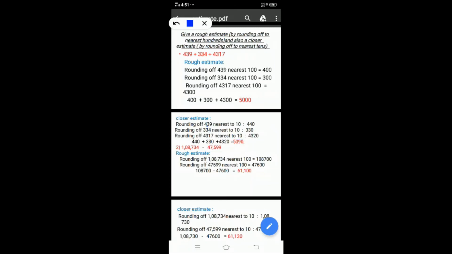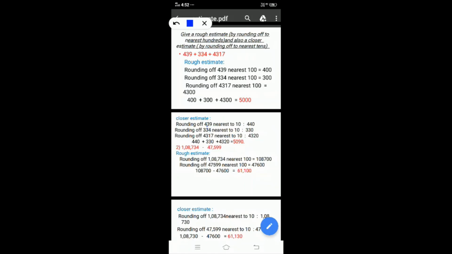Okay, now see here, 1 lakh. Next question, 1,08,734 minus 47,599. Rough estimate, I already told you that rough estimate means rounding to the nearest 100. Rounding to the nearest 100 means you have to compare the last two digits with 50. 34 is less than 50, which means there is no change in the 100 place. The number becomes 1,08,700.